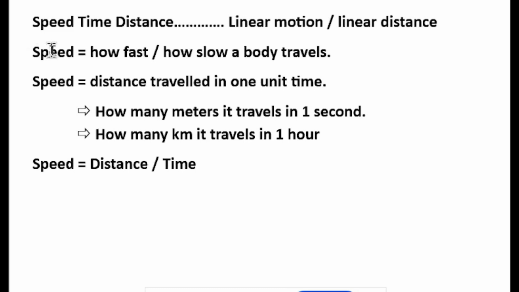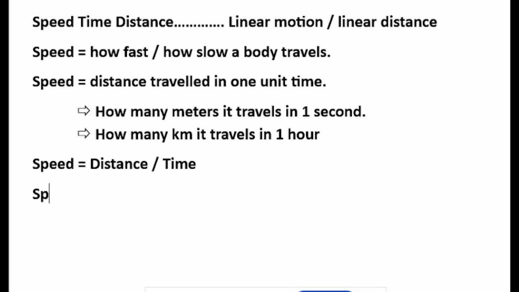So speed will actually have a combined unit. One unit for distance and one unit for time. There are two things, not one thing. Distance by time, two different quantities. Distance will have a different unit, kilometers or meters. Time will have a different unit, second or hour.